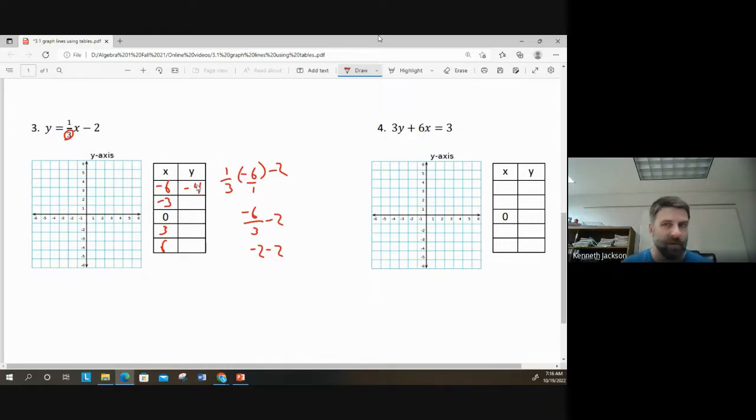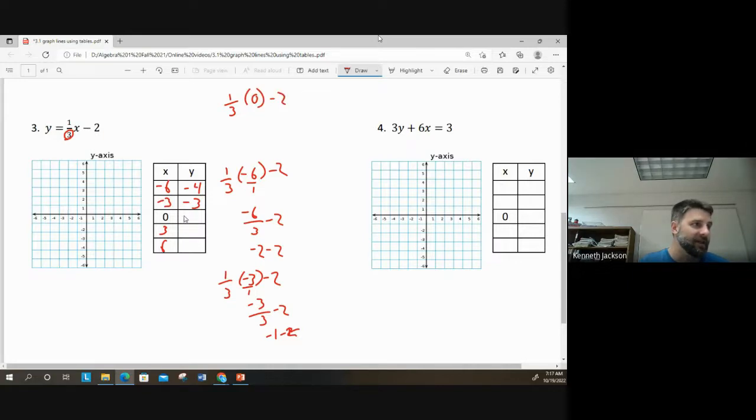And yes, there's a little bit more work with these fractions, but it's the same process of plugging in a number. So if I did -3 now, that's 1/3 times -3 minus 2. 1 times -3 is -3. 3 times 1 is 3, minus 2. -3 divided by 3 is -1. Oops. -1 minus 2 is -3. Take 0 and plug it in. Anything times 0 is 0. And 0 minus 2 would give me -2.